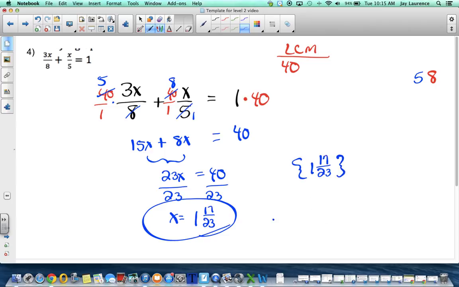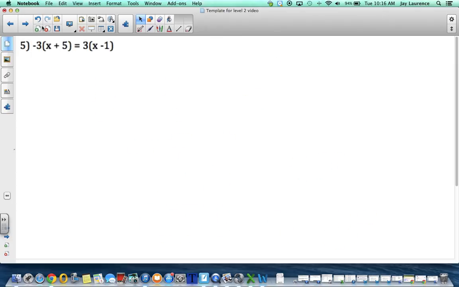On a number line, of course, I'll show 1, I'll show 2, and 1 and 17/23 is going to be closer to 2 than it is to 1. And then I need a closed point right there because it is equal to. Oh, excuse me. All right, moving right along. Sorry, going into Kermit and Fozzie mode there.